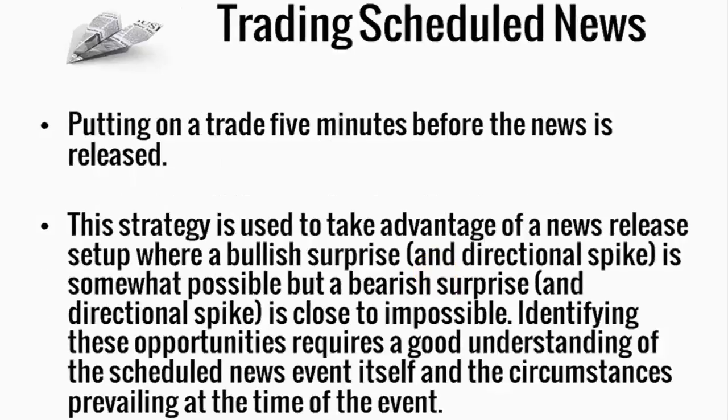There are then three main ways of trading scheduled news. The first of these is to put a trade on, I've said here 5 minutes, but a few minutes before that news is released. This strategy is used to take advantage of a news release setup where a bullish surprise and directional spike, call that an upward spike, is somewhat possible, but a bearish and downward spike is close to impossible. And of course that could be the other way around.